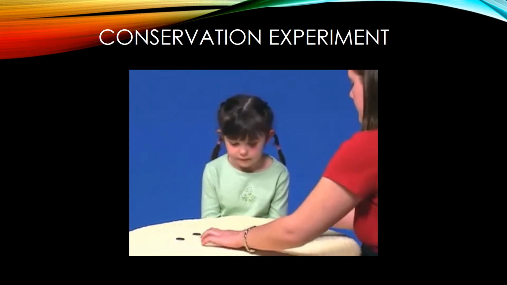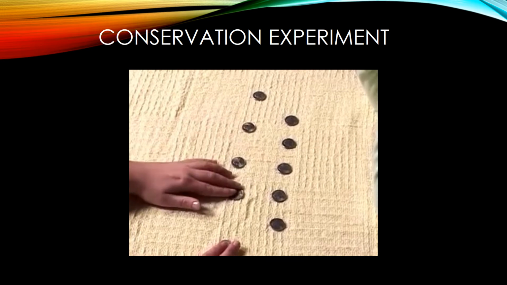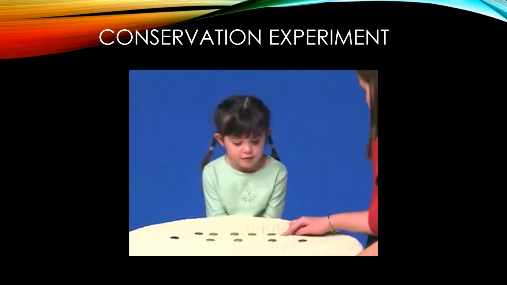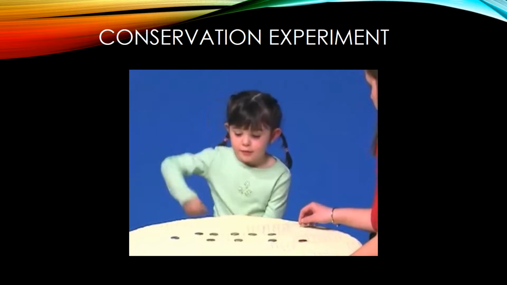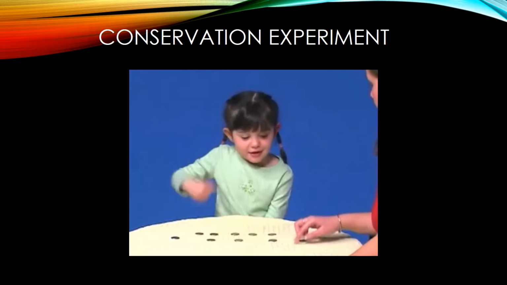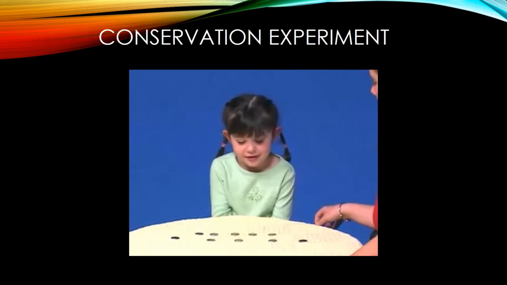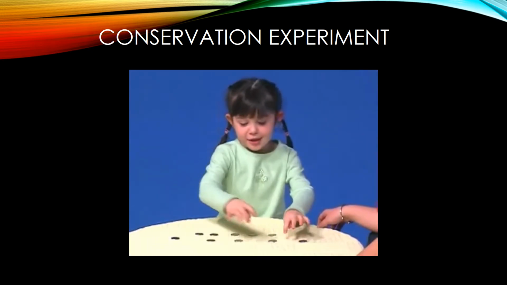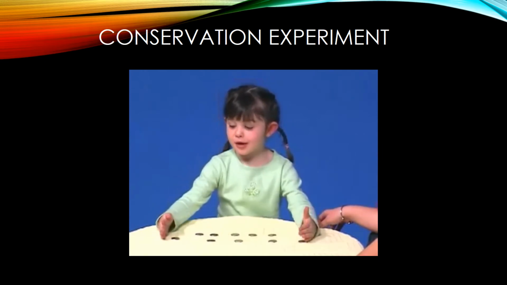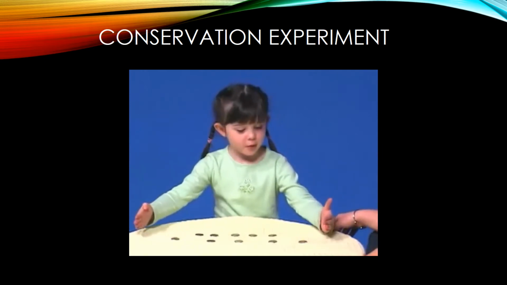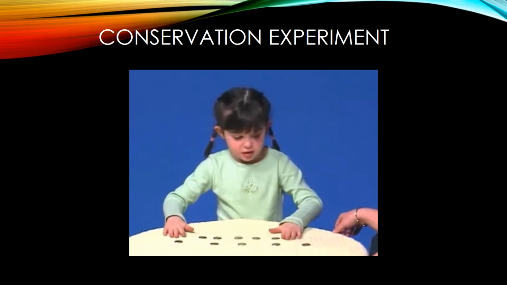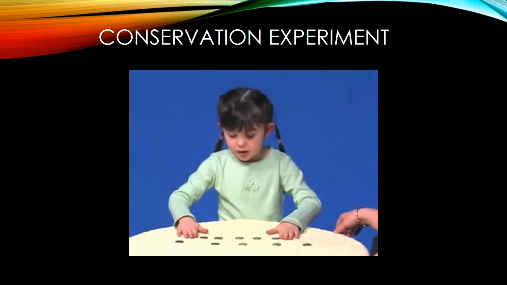Okay. Does this row have more quarters? Does this row have more, or do they have the same? This one has more. That one has more quarters? Yeah. Why does this row have more quarters? Because it's more far away. It's more far away? Yeah, it's like more far away than like that. Looks like bigger.